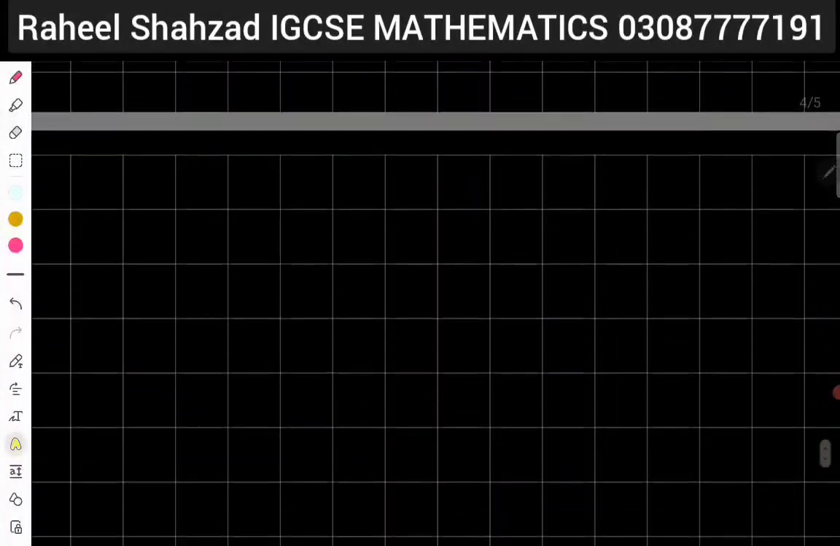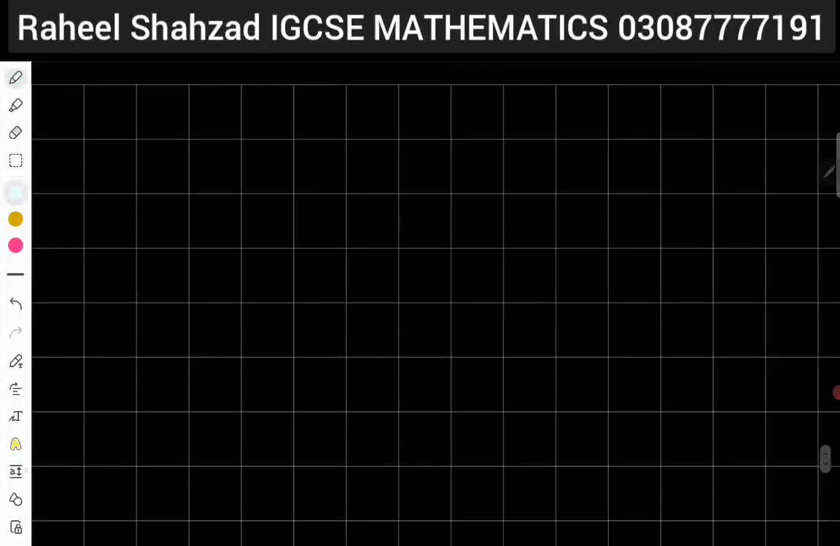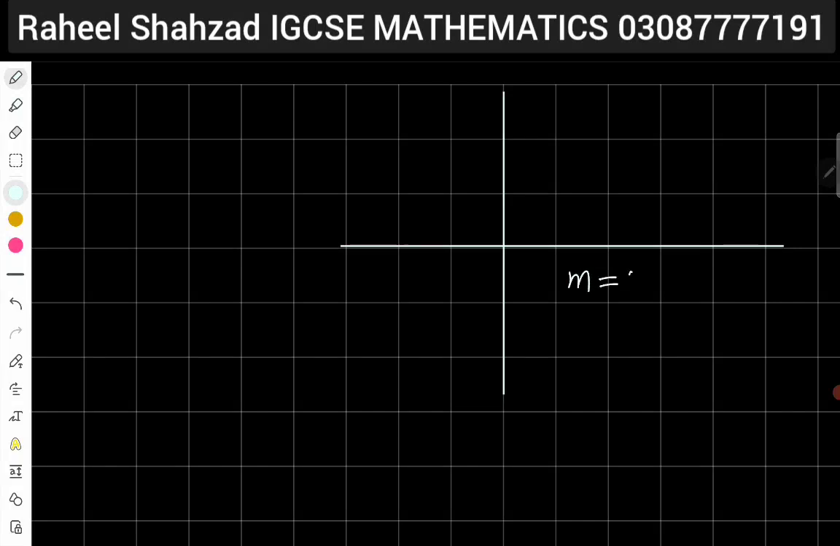After parallel and perpendicular lines, you must realize that the slope of the x-axis is 0, because there is no rise over run. And the slope of the y-axis is equal to 1 divided by 0, that is equal to infinity. So the y-axis has slope infinity, and the x-axis has slope m equals 0.